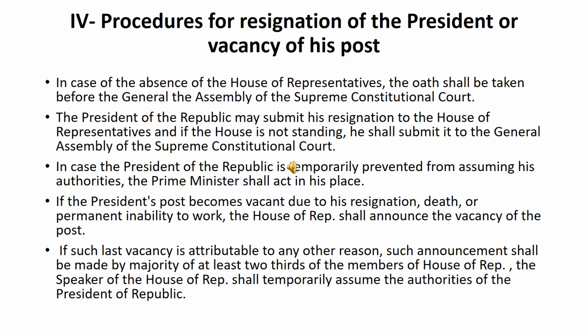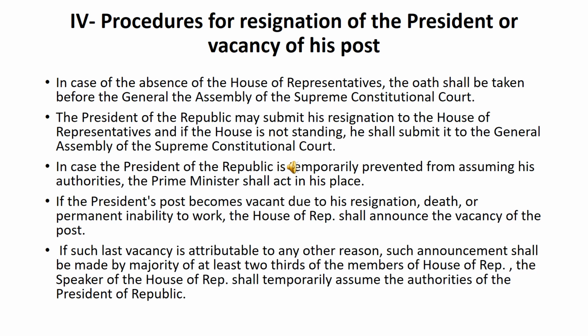The President of the Republic may submit his resignation to the House of Representatives, and if the House is not standing, he shall submit it to the General Assembly of the Supreme Constitutional Court. So whenever this President wants to resign, he must submit his resignation to the House of Representatives. But in case the House of Representatives was not there, then the resignation will be given to the Supreme Constitutional Court.